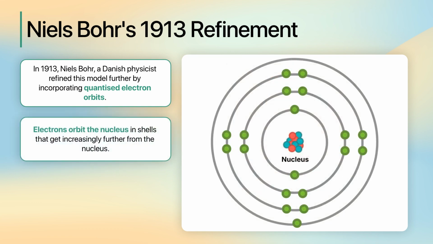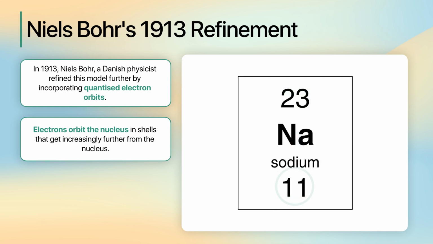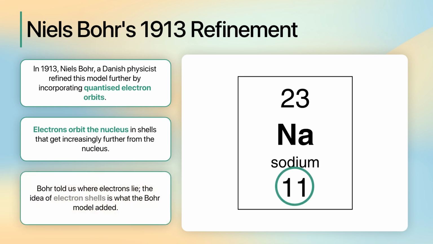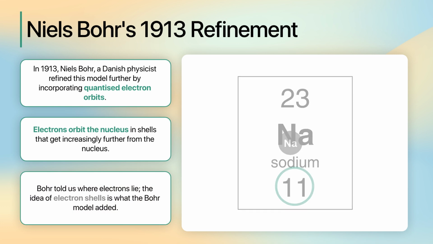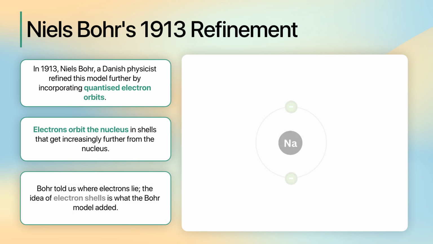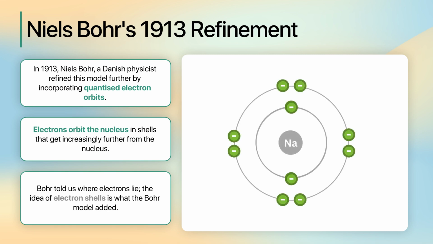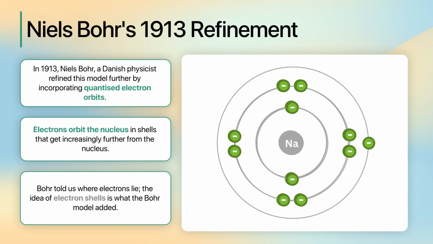Recall from our lesson on electronic structure that electrons orbit the nucleus in shells that get increasingly further from the nucleus. For example, sodium has 11 electrons. What Bohr's refinement of the model tells us is where those electrons lie. Using our electron configuration rules, we know that sodium has 2 electrons in the first shell, 8 in the second shell, and 1 in the third shell. The idea of shells is precisely what the Bohr model added.